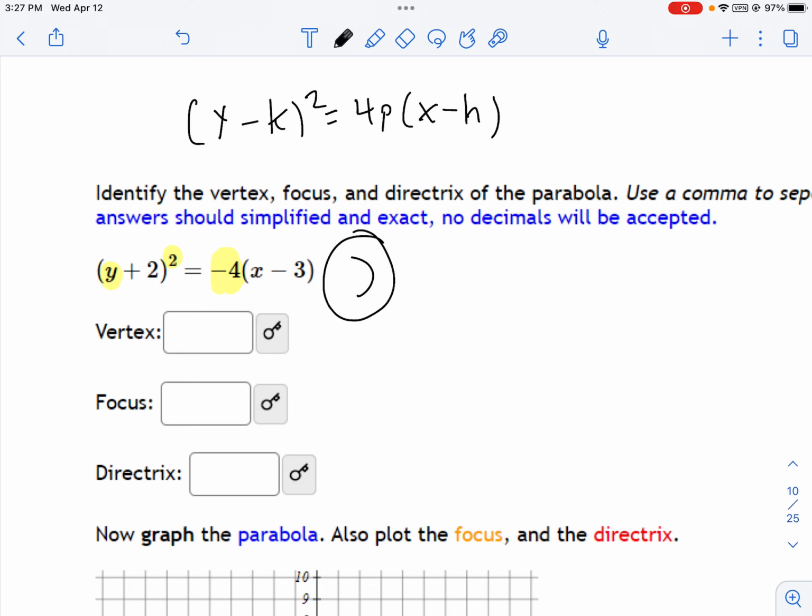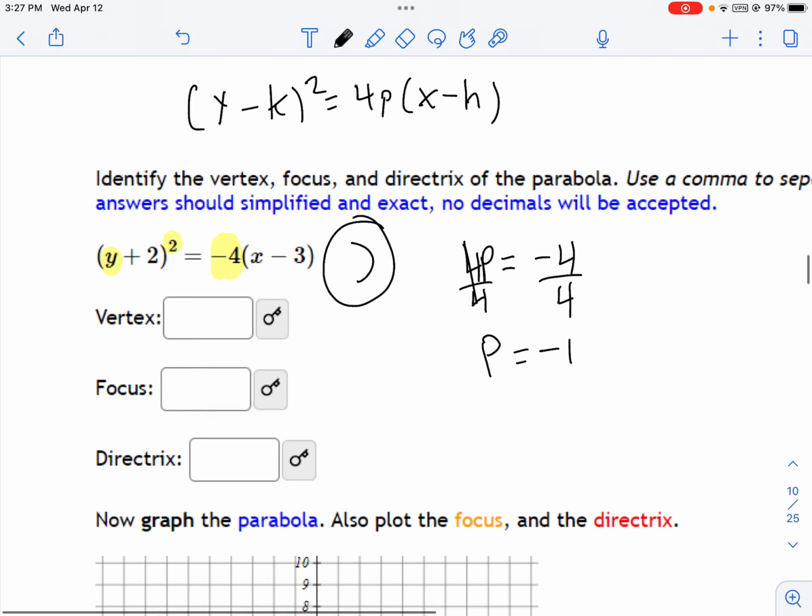Now that we're going to the left, what we need to know is the p-value. Our number is -4, so that means 4p equals -4. How would you solve for the p-value? Well, that's dividing both sides by 4, and then p equals -1. And this is going to be where a lot of the work comes from.